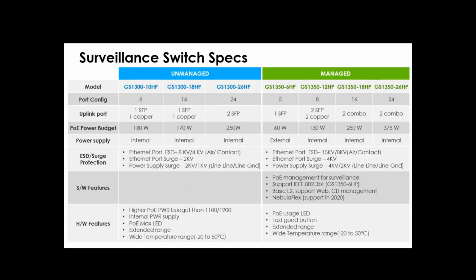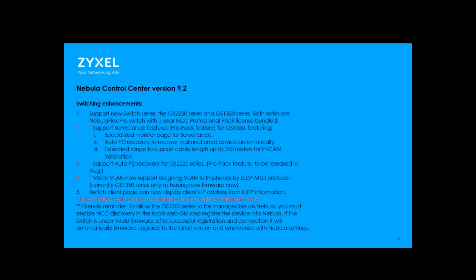That's the feature list. As I said, I'm going through these very quickly, but this is an important point I wanted to get to. This particular text came out in an email today. So the Nebula Control Center, or the Nebula platform version 9.2, is supporting these additional switches. As you can see here, the GS2220 and the GS1350 series switches are being added to Nebula.